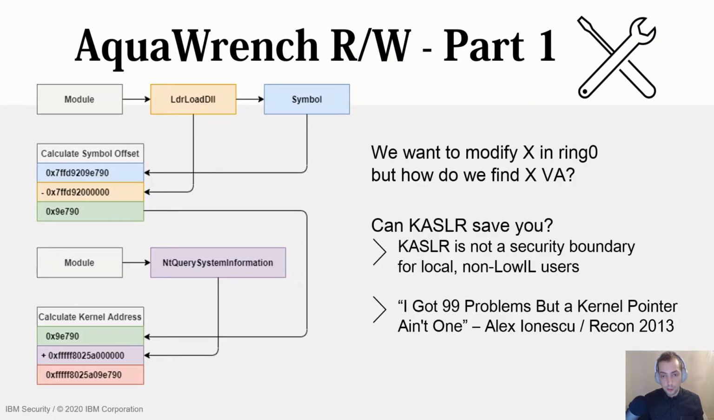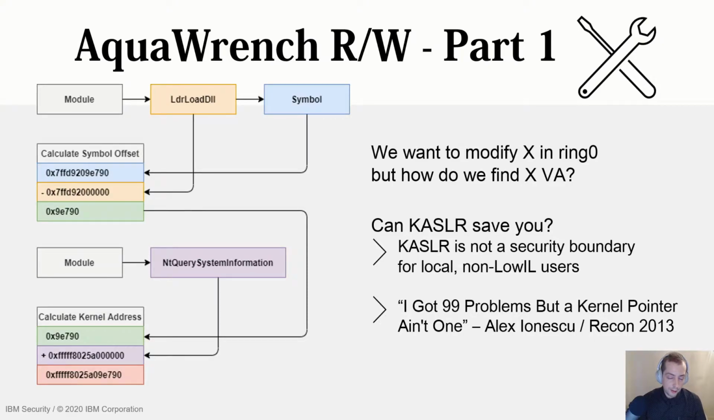So to the point, how does read-write work in AquaWrench? This is a two-part story, if you will. The first thing is we have this thing X in ring 0, in the kernel. But how do we find the virtual address of X? Is that even a problem? Can KSLR save you?